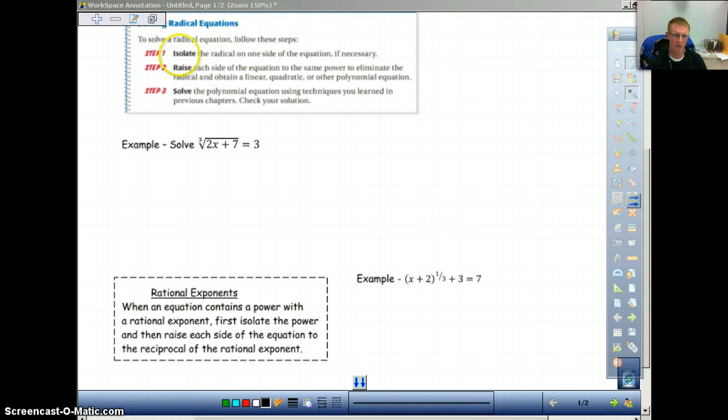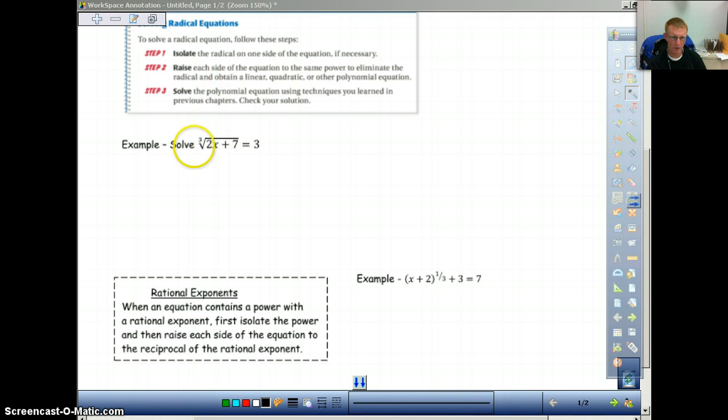Okay, and then step two is just to raise each side to whatever power you need to get rid of the radical. So if it's the fourth root, you'll raise to the fourth power, third root, third power, etc. And then the last part is to just solve the polynomial equation using anything else that we've done. Sometimes you'll have to use factoring, sometimes it'll just be linear. You'll see that as you come to it. So let's get right into this.